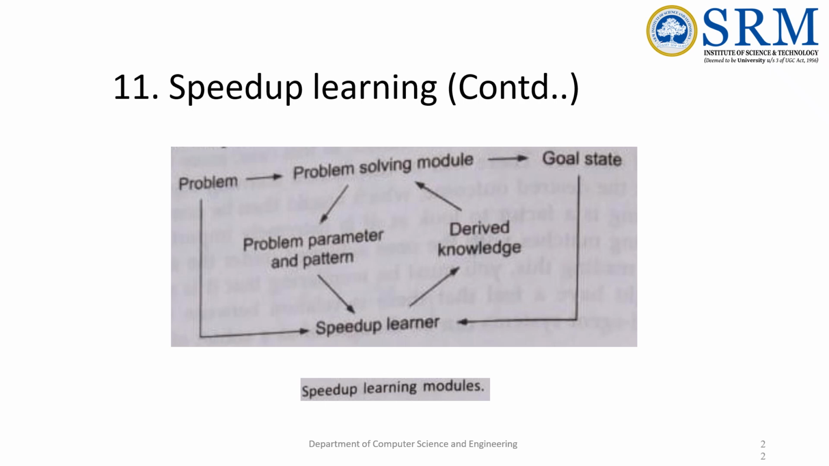This is the summary of learning methods. There are 11 categories, starting from Bayesian, reinforcement, and everything else, and ending with speed up learning. This is the conclusion of it.